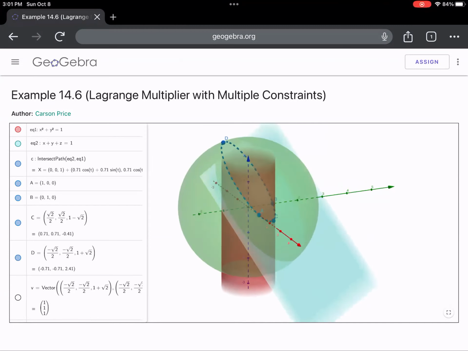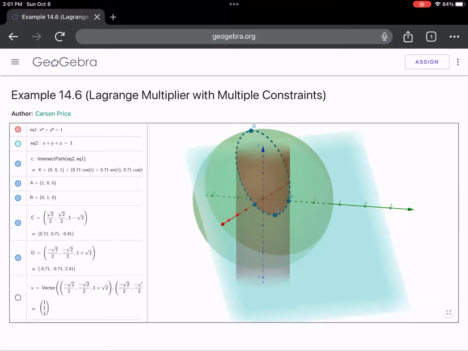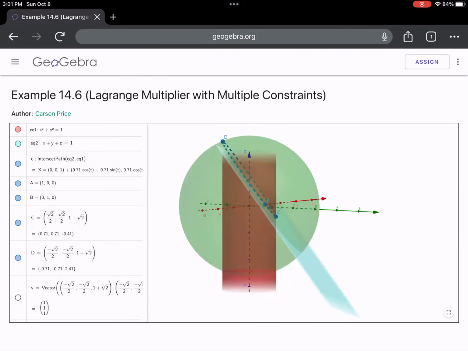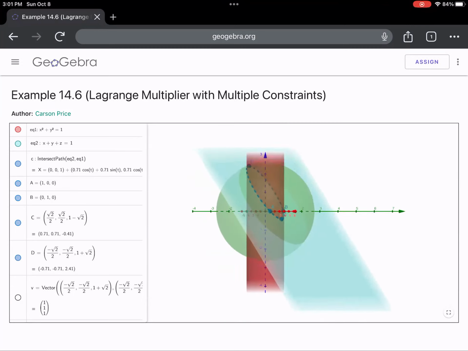A and B are symmetric about the origin. So that was the 1, 0, 0 and the 0, 1, 0. The C was a point that wasn't a minimum or a maximum. And then that D is the maximum. Let's zoom in there.